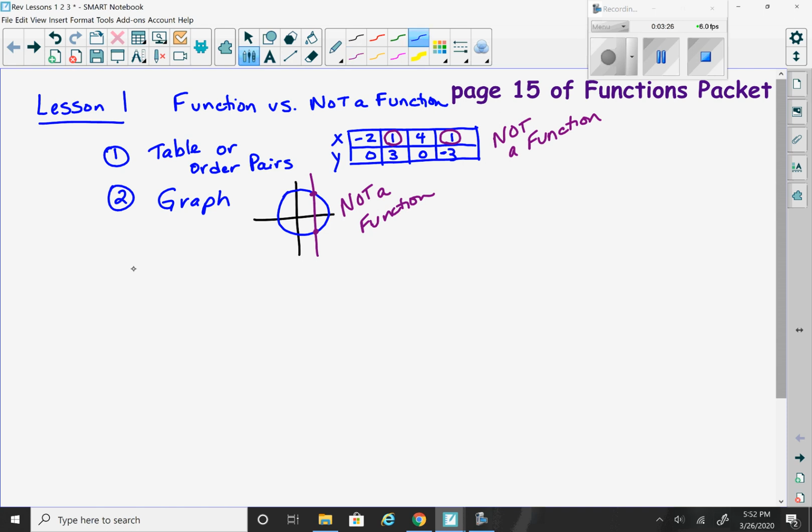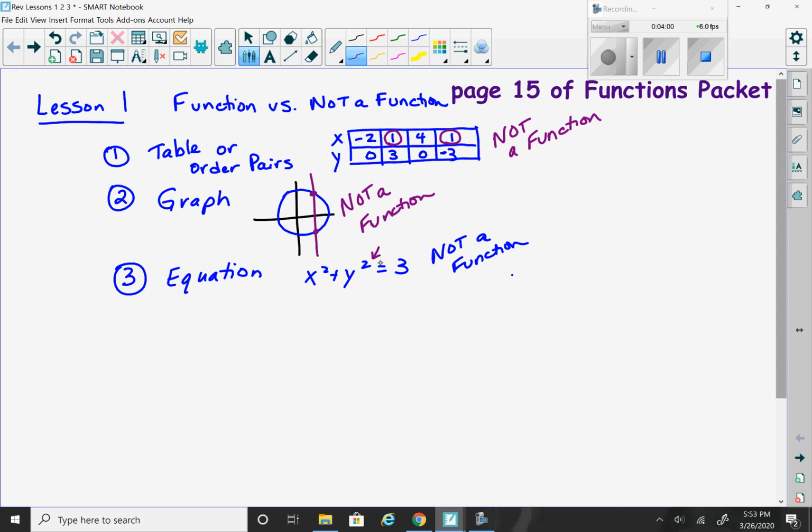And then finally, the third thing that we looked at, whether or not something was a function or not, we looked at the equation. When we looked at an equation, how could we tell if it was a function or not? I'm going to give you an example of an equation. If I had x squared plus y squared equals 3. This one is, again, not a function. What makes this not a function is the fact that we have an exponent on the y value. The fact that y is squared. Again, if it's squared or has any exponent other than 1, it's not a function.